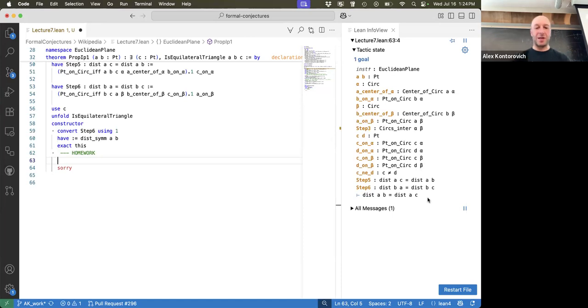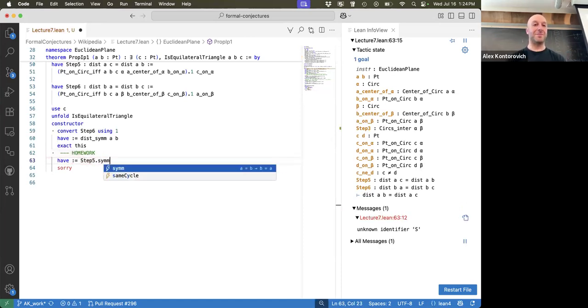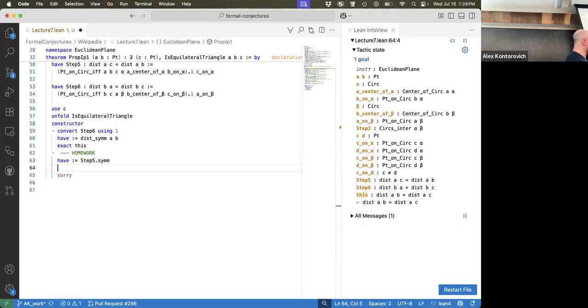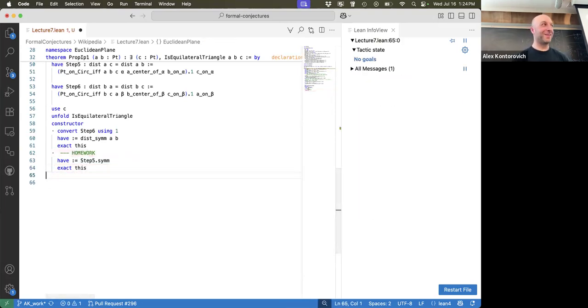So let's break this into two steps so that we see it. Let's do a have colon equals step 5 dot sim, so that we see that explicitly. So step 5 is distance from A to C is equal to distance from A to B. If I symmetrize that, I get a new thing, which says distance from A to B is equal to distance from A to C. And how do we close the goal? Exact this. And there are no goals.